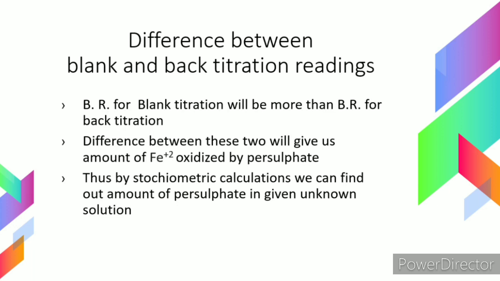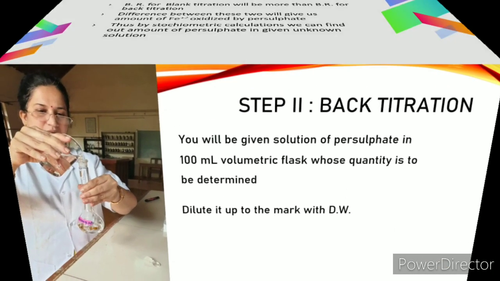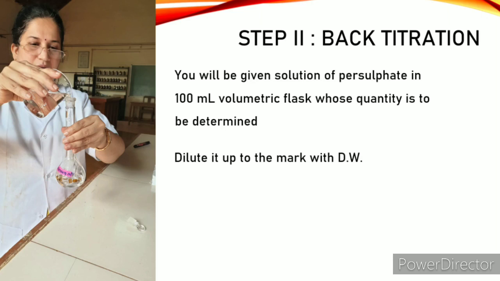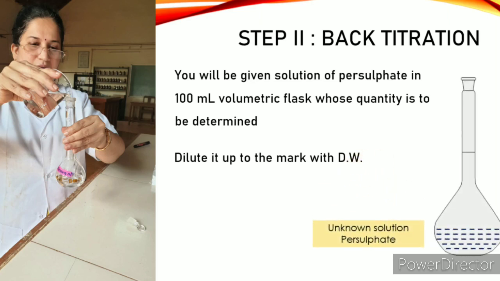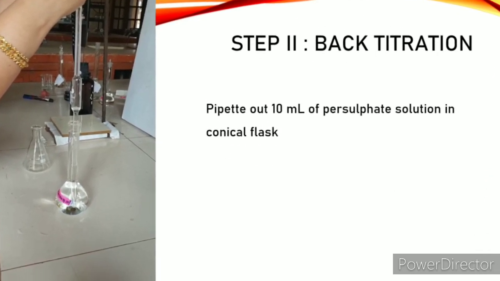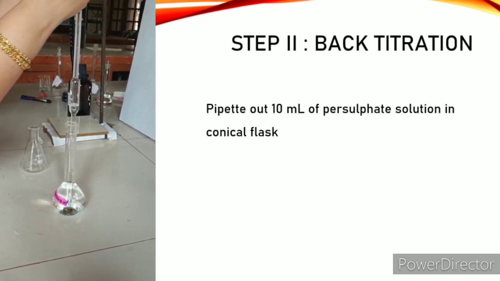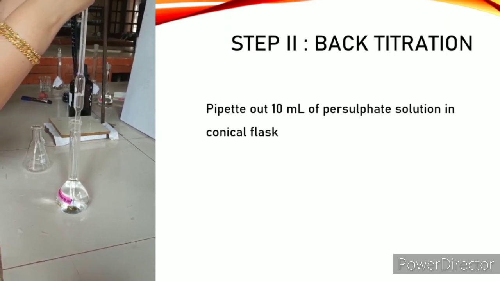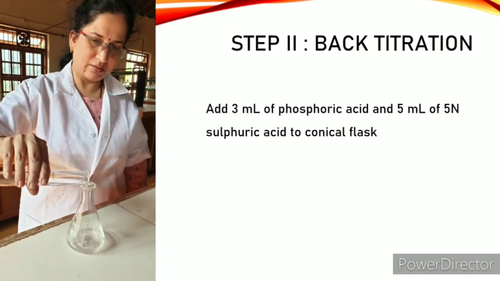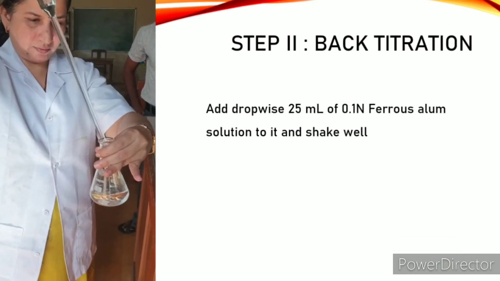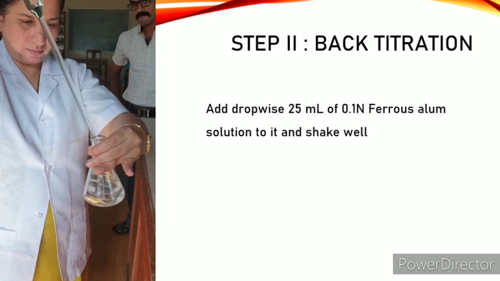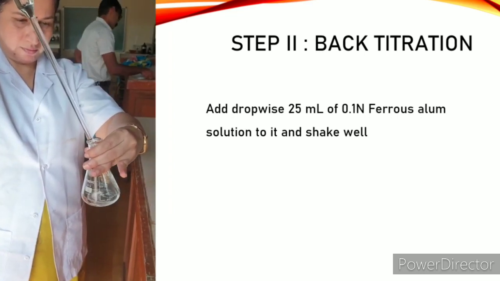So now let's perform this. The unknown persulfate solution will be given in a 100 cm³ volumetric flask. So dilute it up to the mark with distilled water. Pipette out 10 ml of persulfate solution in a conical flask. Add 3 ml of phosphoric acid and 5 ml of 5 normal sulfuric acid to the conical flask. Add dropwise 25 ml of 0.1 normal ferrous alum solution to it and shake well.